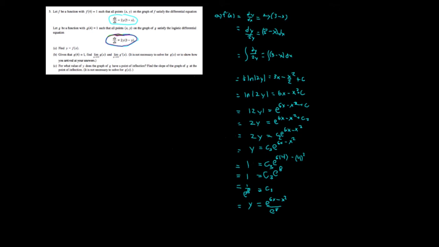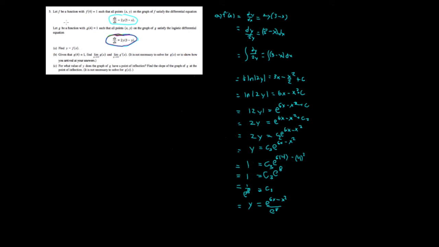So, number 5, let f be a function with f of 4 equals 1 such that all points x and y on the graph of f satisfy the differential equation circled in blue. And let g be a function where g of 4 equals 1 such that all points x and y on the graph of g satisfy the logistic differential equation circled in purple here. So we're going to do A first, and A is defined y equals f of x.